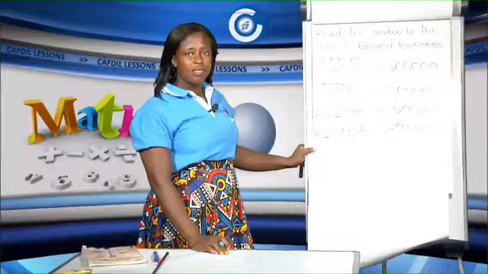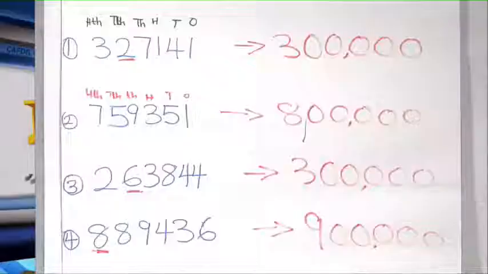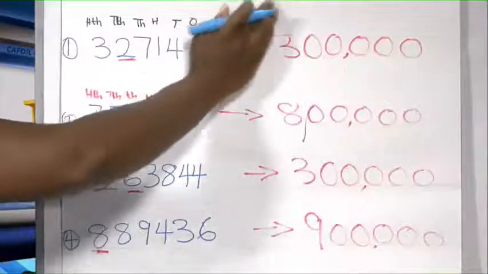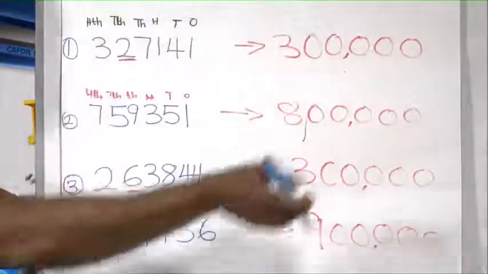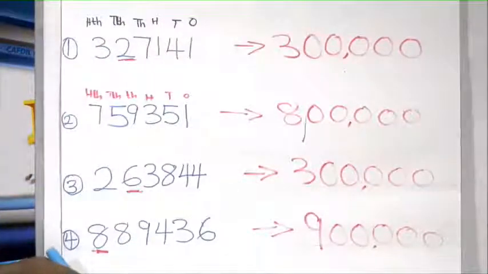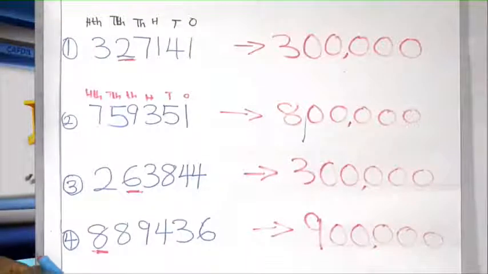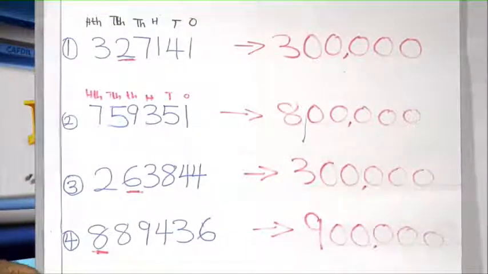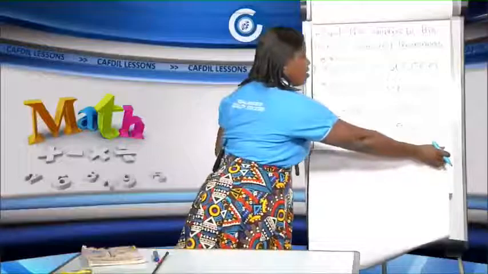Always look at the place that you are rounding up to. You go right to the next place. If it is 4 or less, you maintain that number. But if it is 5 or more, you add 1 to the number that you are looking at. All right.